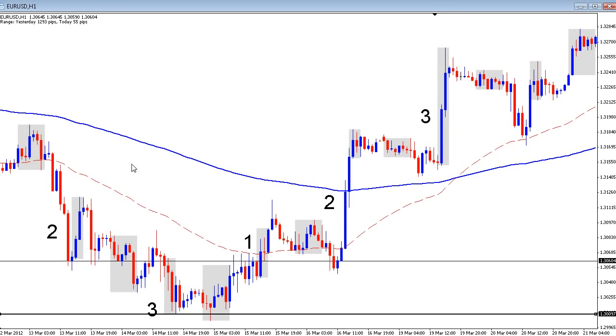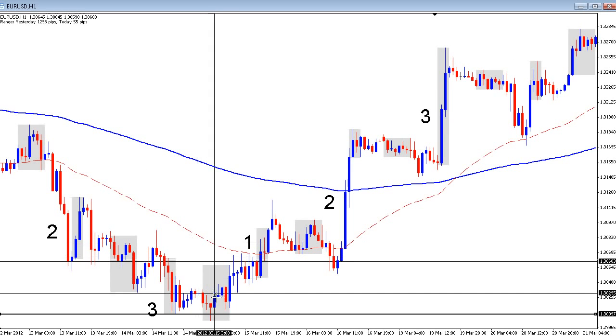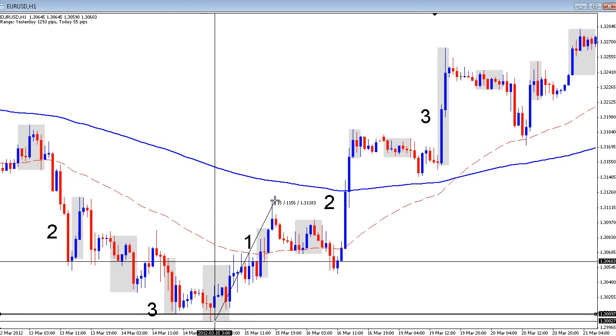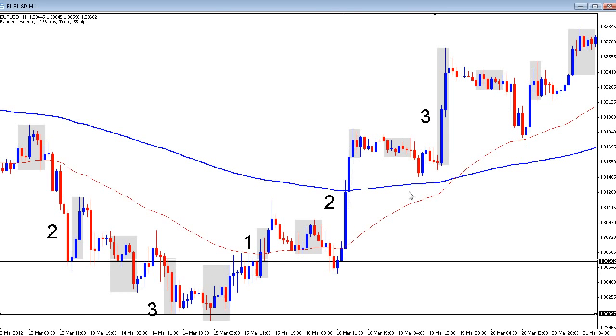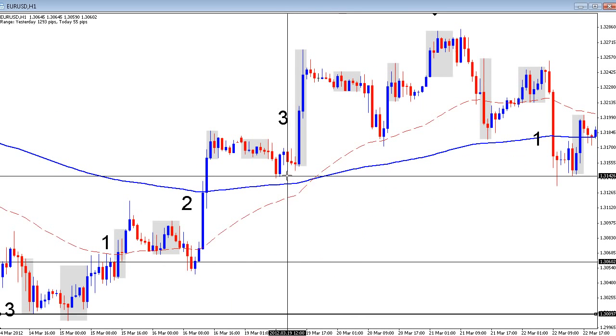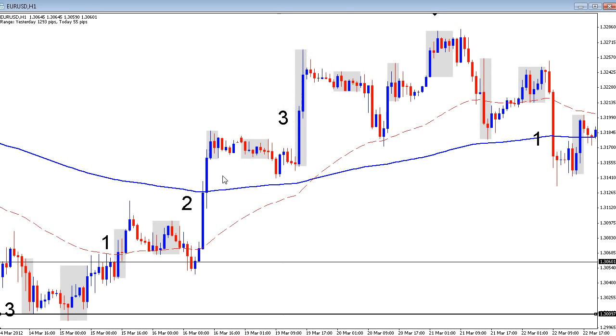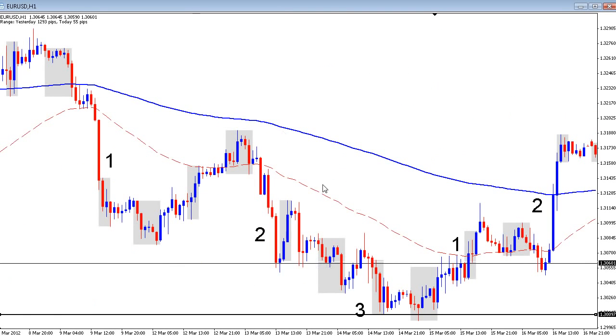So again, you look at these moves here, and are they fulfilling 90 pips? Well, first move up, 115, fulfills that criteria. Second move up, 138. Third move up, 122.